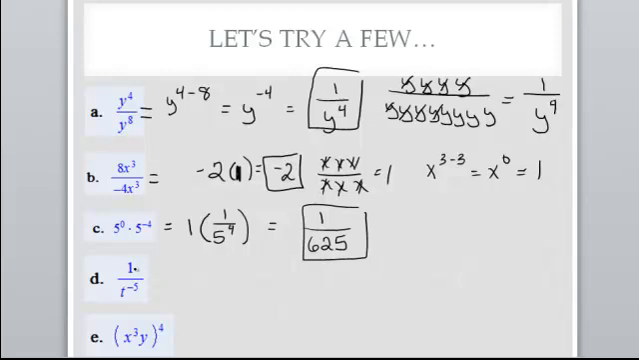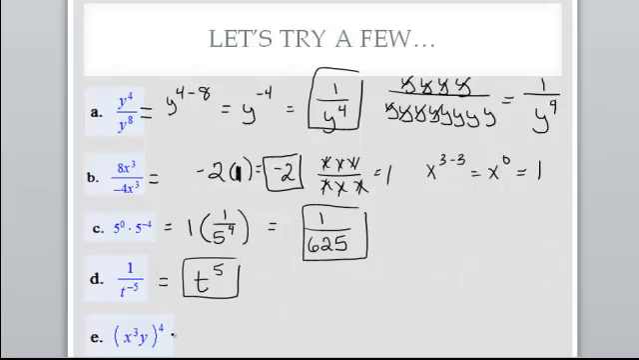Okay, how about D? This time we have 1 over t to the negative 5. Remember, if you have a negative exponent, you just flip it to the other side of the fraction. So that means this one comes up here to the top. And when it comes up here, you just have a 1 in the denominator. So you end up with t to the 5th power. That one was too easy, wasn't it?